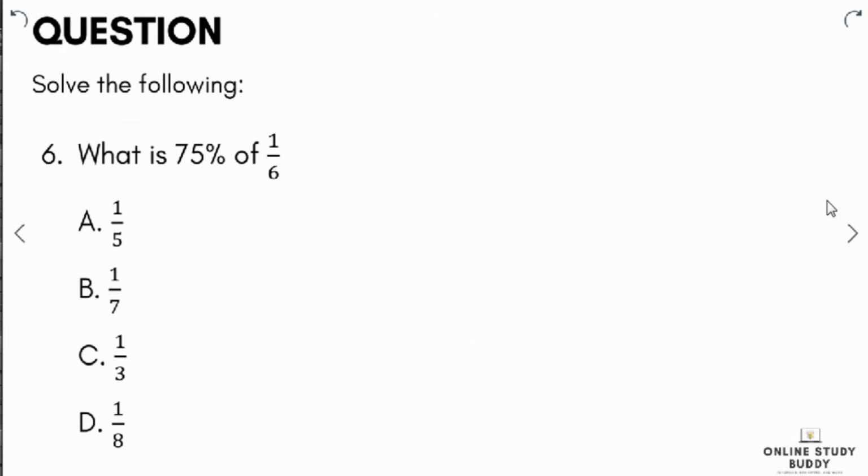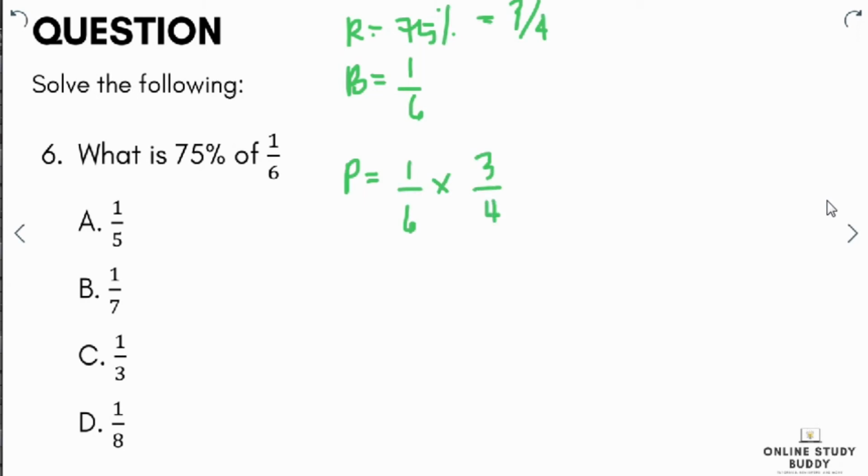Next, we have what is 75% of 1/6. So ang rate natin is 75%. And yung base natin is 1/6. So, ang hinahanap natin sa problem na to is the percentage. So, if you can recall, 75% is also 3/4. So, knowing this, we know na yung formula natin is 1/6 times 3/4.